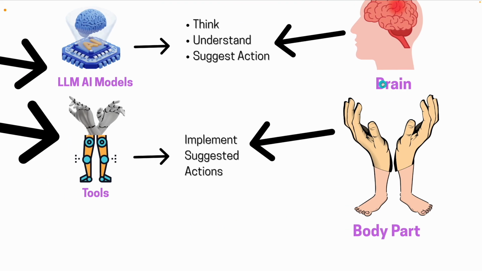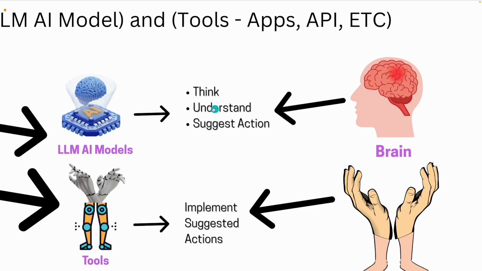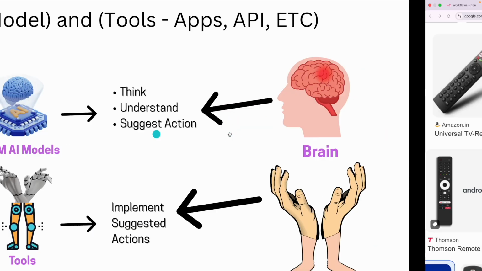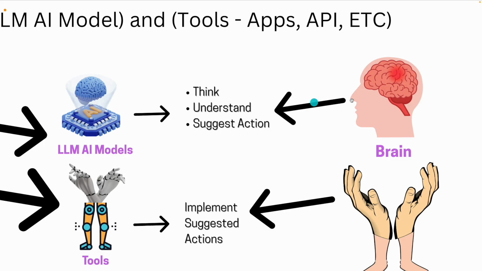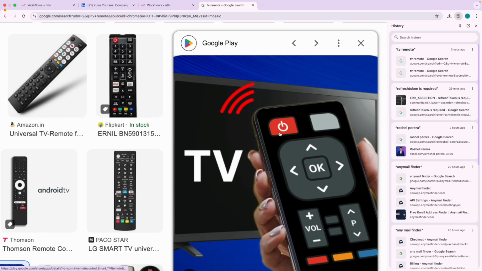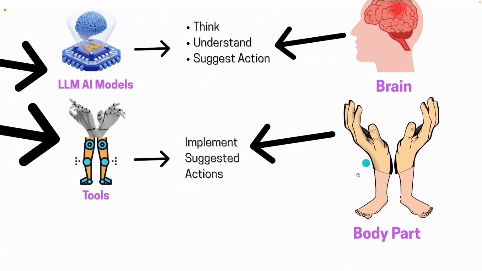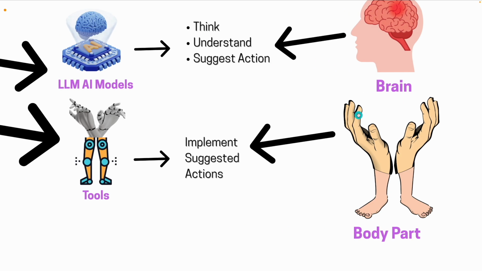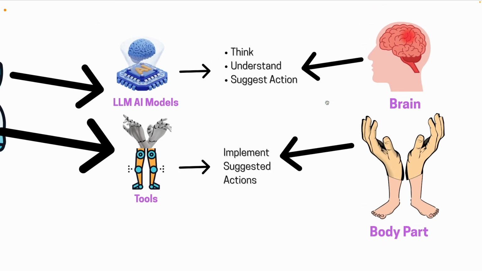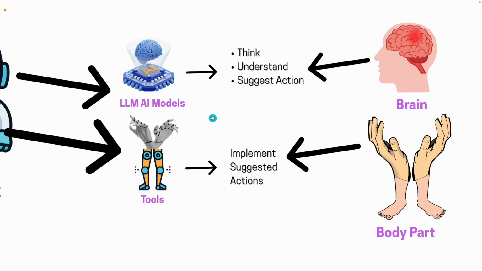So right now, your brain is thinking and trying to understand, and it is telling you that if you want to turn on the television, you need to click on this button. But your brain cannot press the power button, right? So it takes the help of your body part to implement that action. You use your hands and fingers to click on this button to turn on the television. That's why, to perform any action, as a human we require both brain and body part.